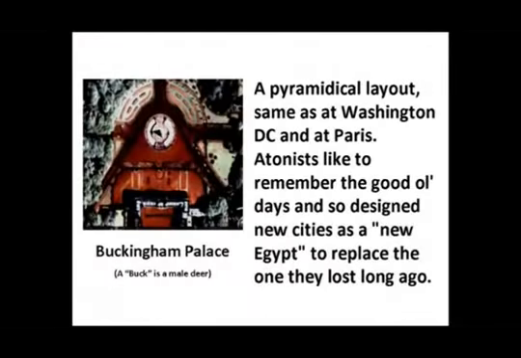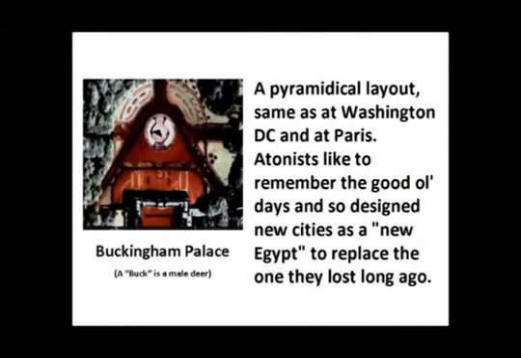Here we have a picture of Buckingham Palace from the air. Let us also note that the word buck refers to a male deer. In Program 1 and Section 1, we showed the importance of the stag horns, the stag god and the stag men. We went into that in great depth. Well, it's a pyramidical layout, same as Washington, D.C. and at Paris. Atonists like to remember the good old days, and so to design new cities to stand for a new Egypt, to replace the one they lost long ago.